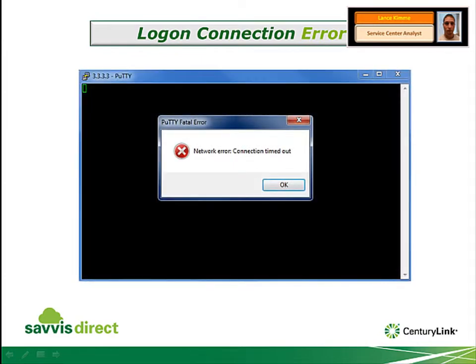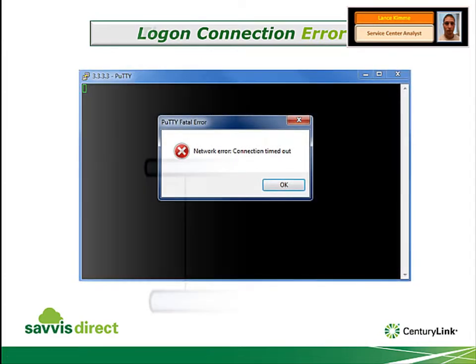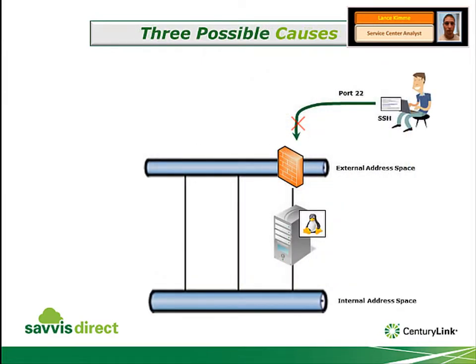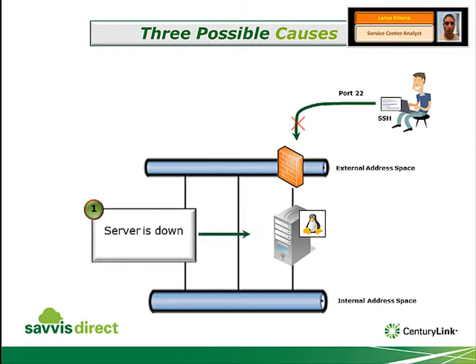If you receive an error stating that no connection can be made, it can be one of three things. First, the server may be down. Please check the Savvisdirect Management Console to ensure that the server status is running.